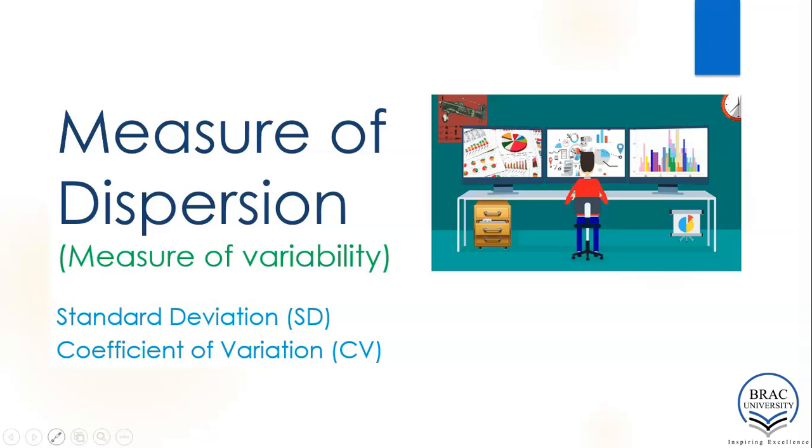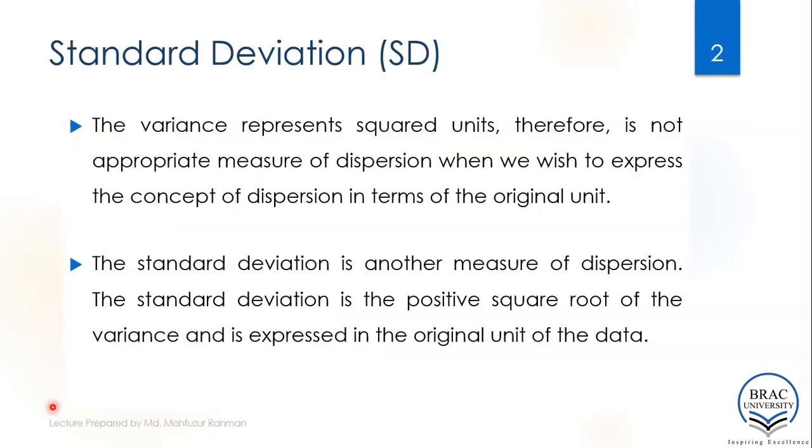Hi everyone. In previous lessons, we discussed measures of dispersion. We already know about range, mean deviation and variance. Now we are going to learn about standard deviation, which is also known as SD, and coefficient of variation, which is known as CV. Let's find out.